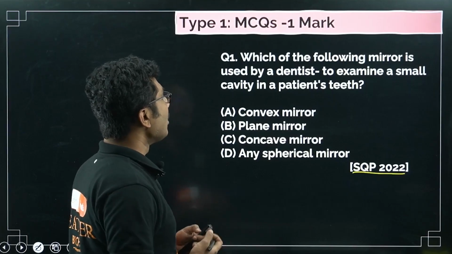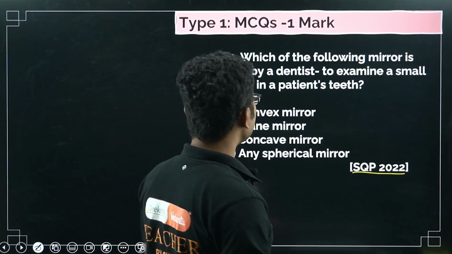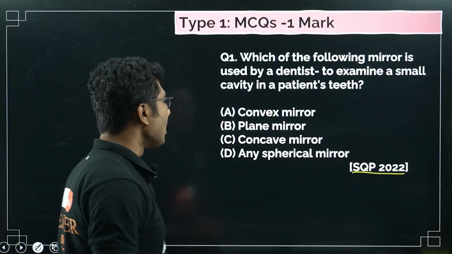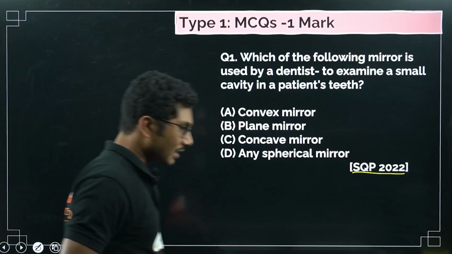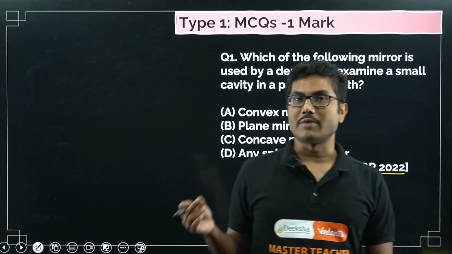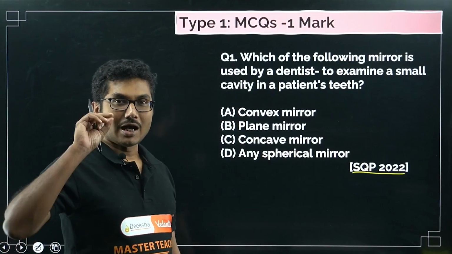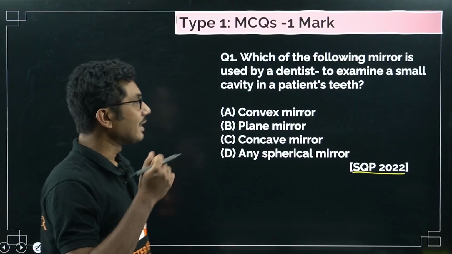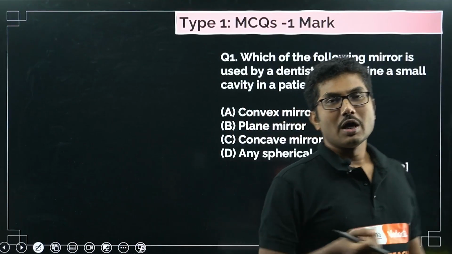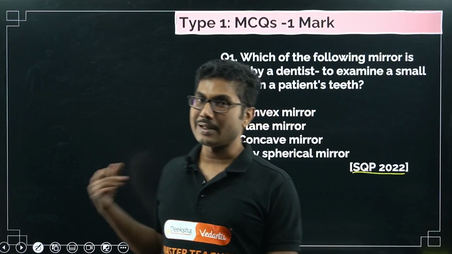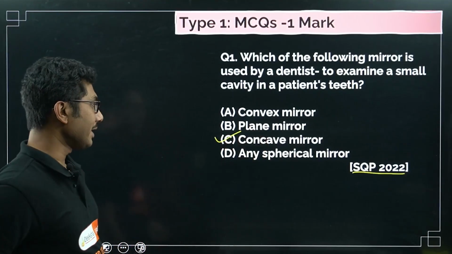Now let's start. Which of the following mirrors is used by dentists to examine a small cavity in a patient's teeth? A small cavity in the teeth means it is forming a virtual image, and not only a virtual image, it is an enlarged virtual image, so that you can check how big it is, how dangerous it is, and look inside it. So definitely the only mirror that can produce a virtual but enlarged image is the concave mirror. So obviously a concave mirror is used by the dentist.